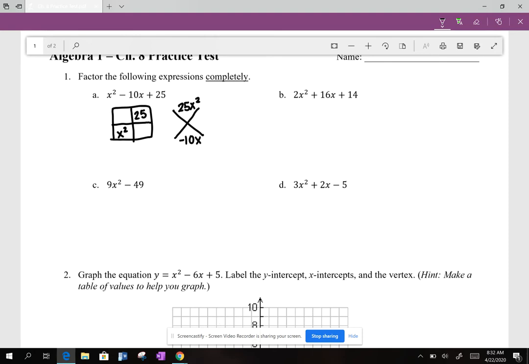Two numbers that add to negative 10 and multiply to 25 are negative 5 and negative 5. Put that into your generic rectangle and find the length and the width. X minus 5, x minus 5. So then your answer will be x minus 5 times x minus 5, or x minus 5 squared.